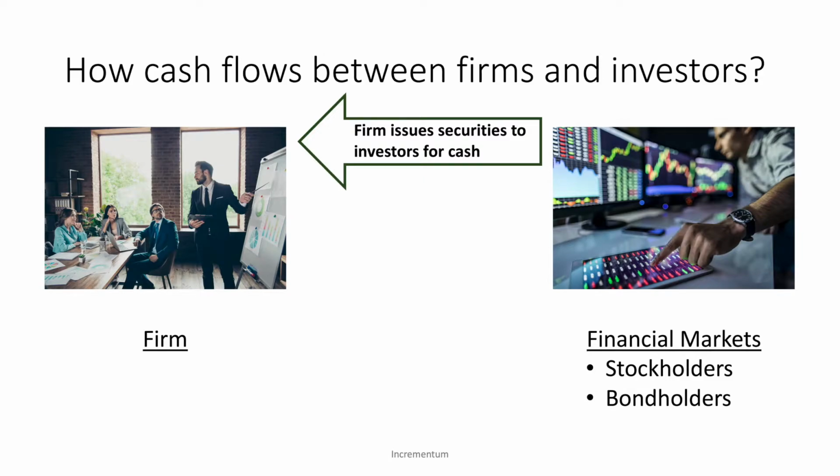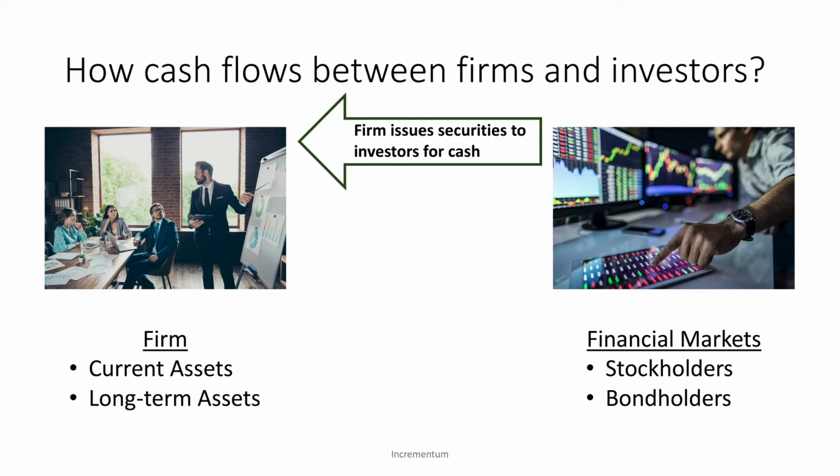So now the firm has this huge inflow of cash. That's the only reason that they issued these financial securities, these stocks and bonds. It's only because they needed money. So now they have this money, and what do they do with it? Well, now they can invest in current assets and long-term assets.